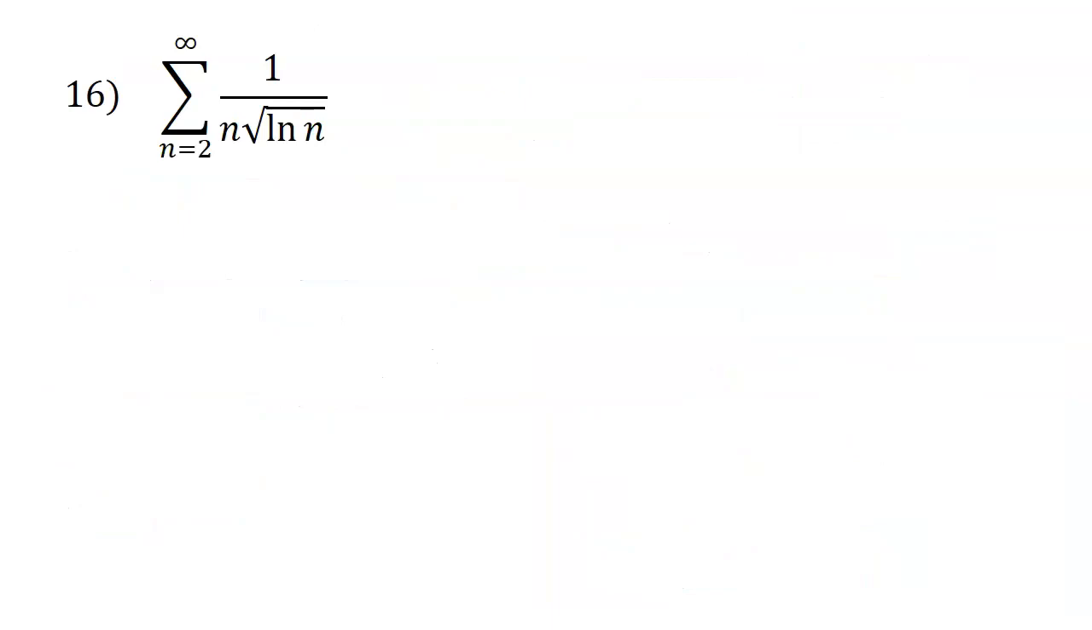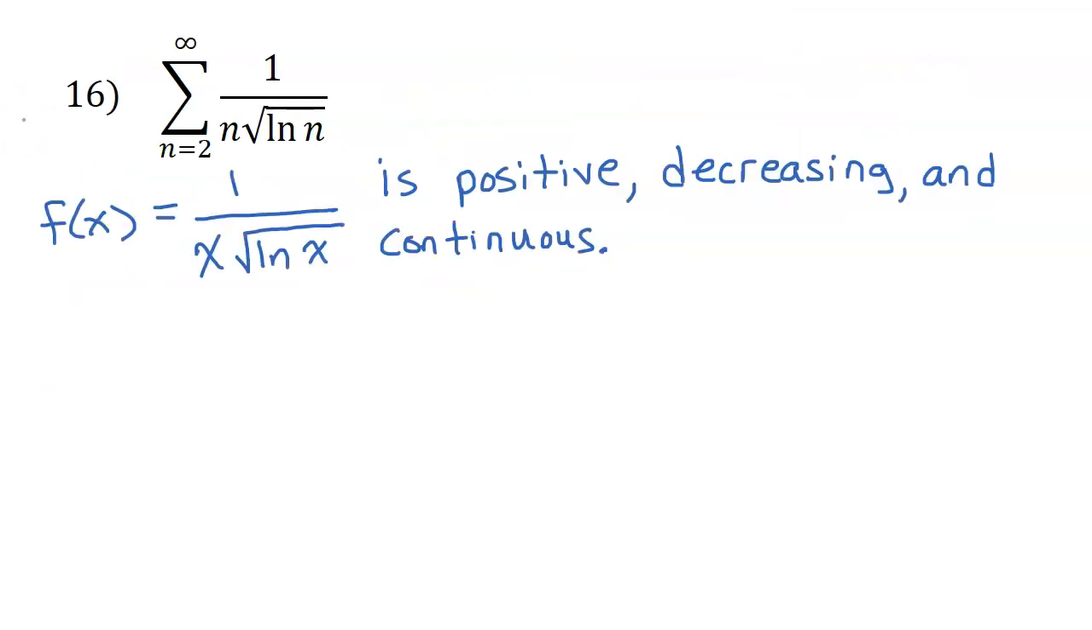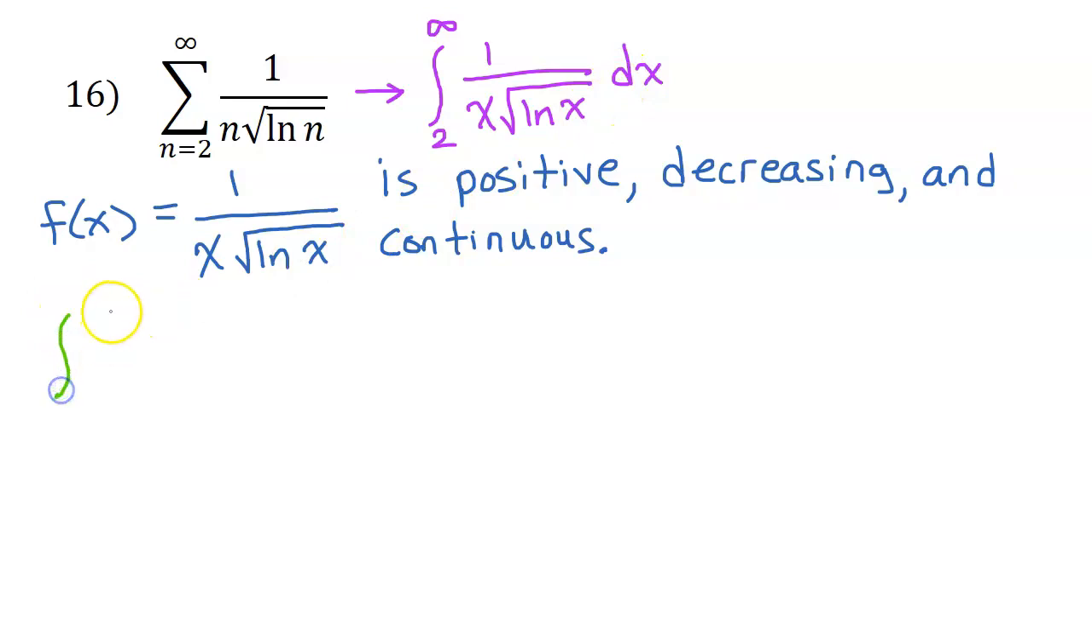Number 16. First, we define f of x like this, and we state that it is positive, decreasing, and continuous. Because natural log is only defined for values of x greater than 0, we know f of x is positive and continuous. And because the denominator is getting bigger and bigger while the numerator is a constant, we know that f of x is also decreasing. Ultimately, we need to evaluate the improper integral from 2 to infinity of f of x dx. But first, we need to find the antiderivative of f of x.